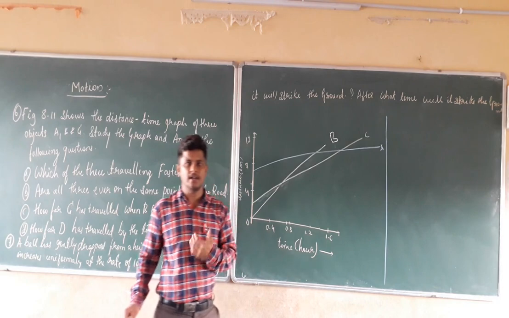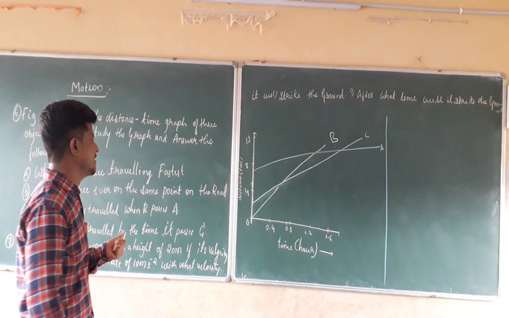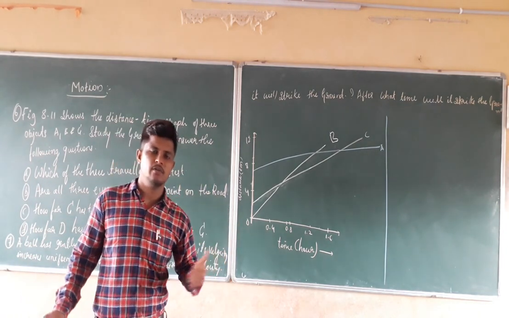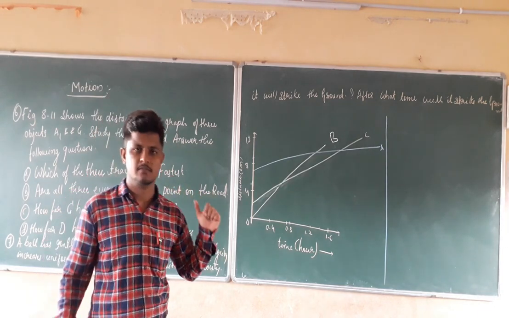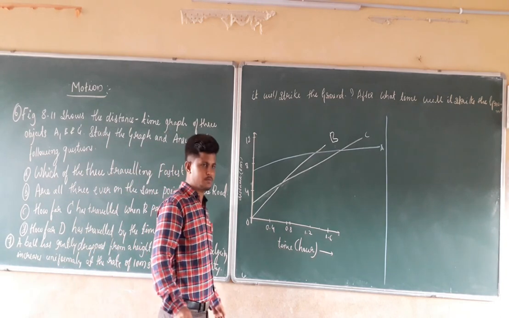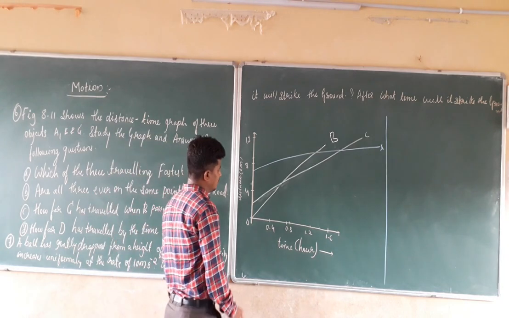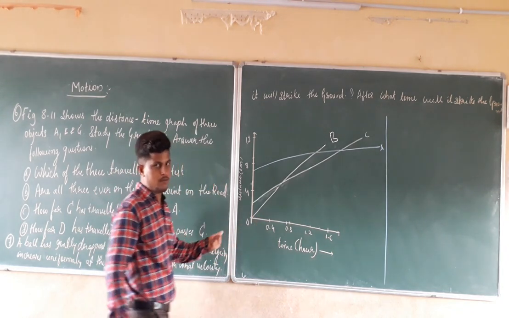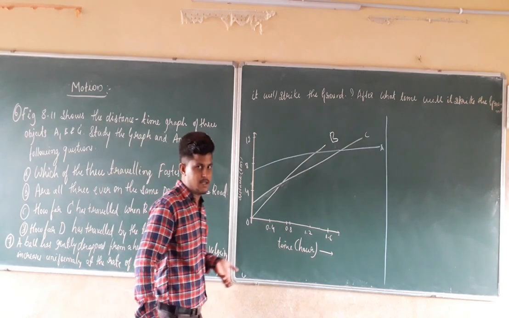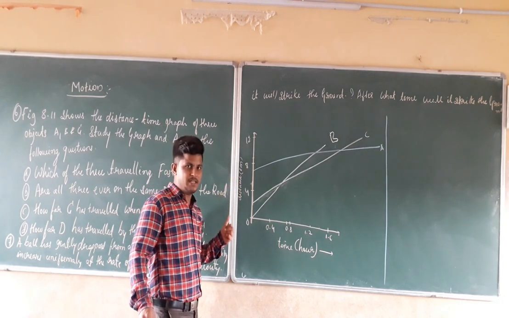how are we going to find out the speed of any vehicle or any object by using the distance-time graph? You are going to find the speed of any object by using the slope. If we try to draw the slope for all three objects, A, B and C, we can find out the speeds there.